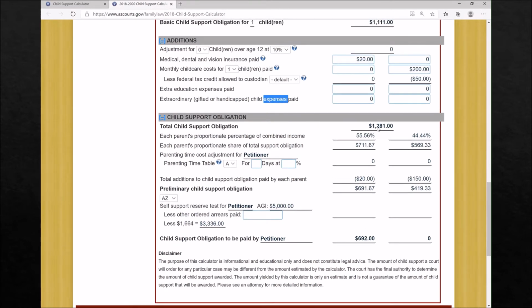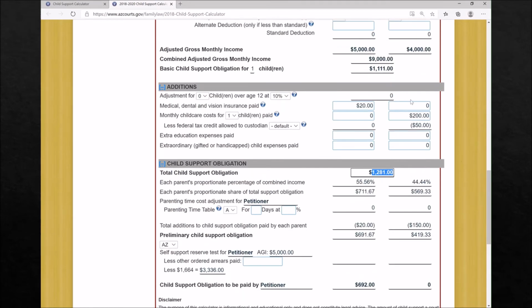Now, here's the important thing. 1281 becomes the total child support obligation, which is, of course, you take this amount, which is the basic necessary amount, and then you say, okay, we need an additional $20 for insurance, an additional $200 for childcare. You put all that together here, it comes out to be 1281. That is the total child support obligation, including the medical and the daycare and other expenses you would have put here.